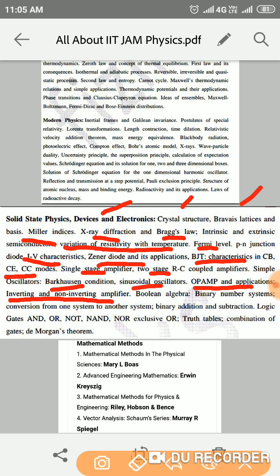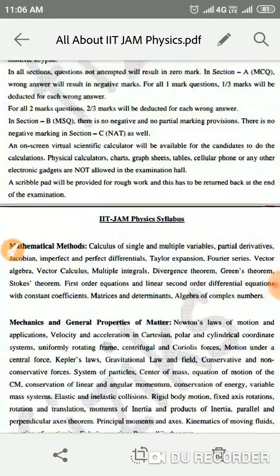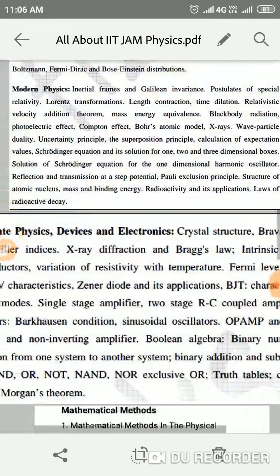Coming to digital electronics, you should be able to convert one number system into another number system. Like this year also, there was a NET type question in which we had to convert from binary to decimal number system. You should also have an idea about the basic gates, their truth tables and combinations of gates, and at last you should also have an idea about De Morgan's theorem. So that was all about the syllabus part. We have thoroughly discussed the syllabus and the important things that are there in it.